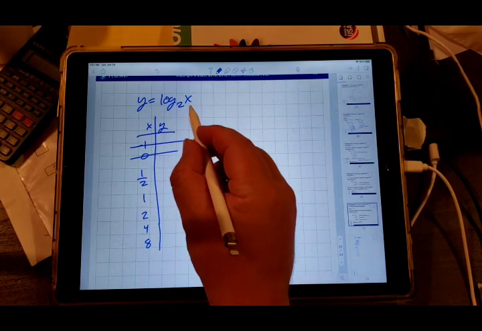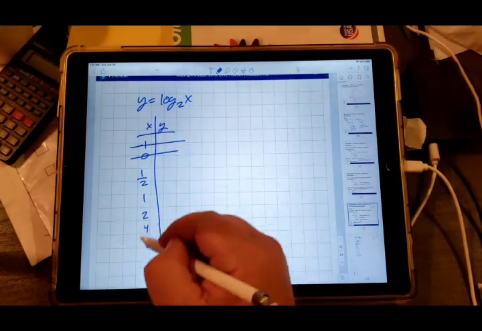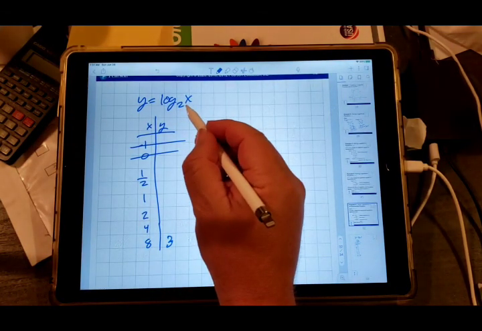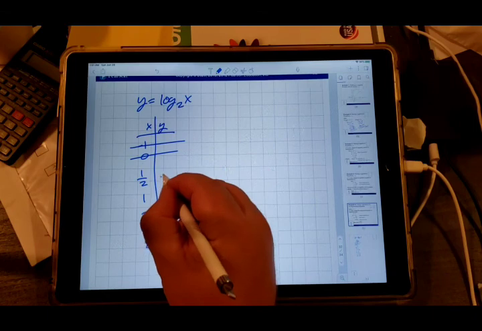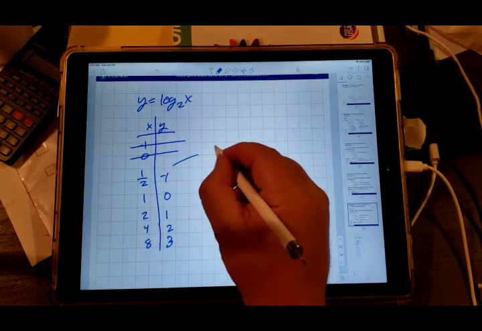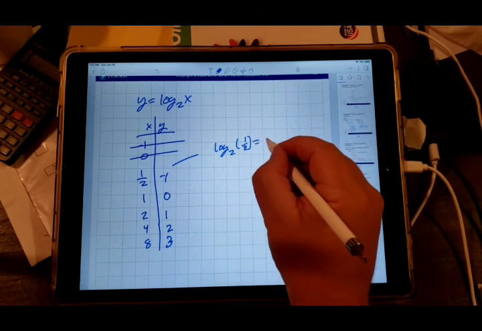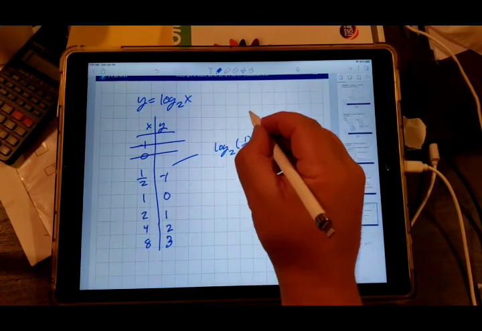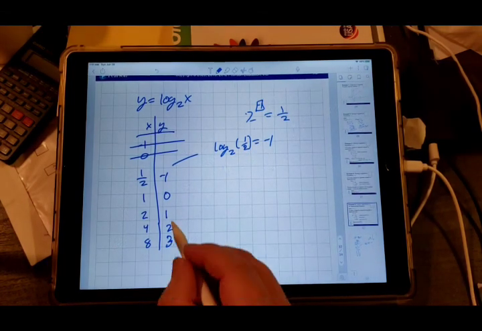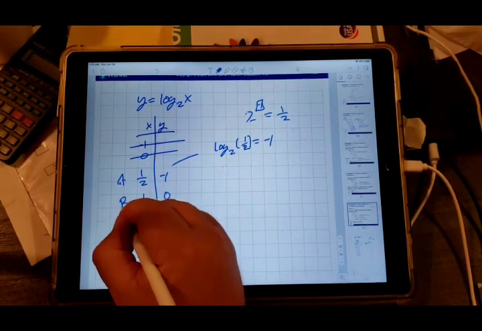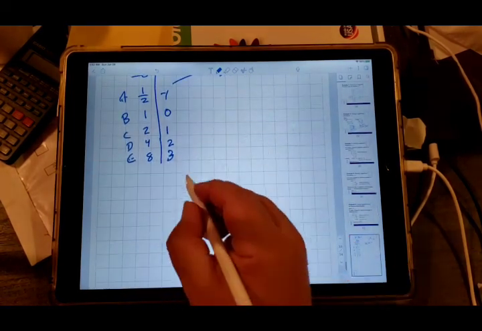What if I did put an 8 in there? What exponent would I put on 2 to get 8? Yeah, the answer is 3. What if I put a 4 in there? What exponent would I put on 2 to get 4? 2. 1 gives 0. How about this one? Why did I put 1/2? Log base 2 of 1/2 is -1. Why? Because the exponent I put on 2 to get 1/2 is -1. So if these are my points, A, B, C, D, E, what would my graph look like?